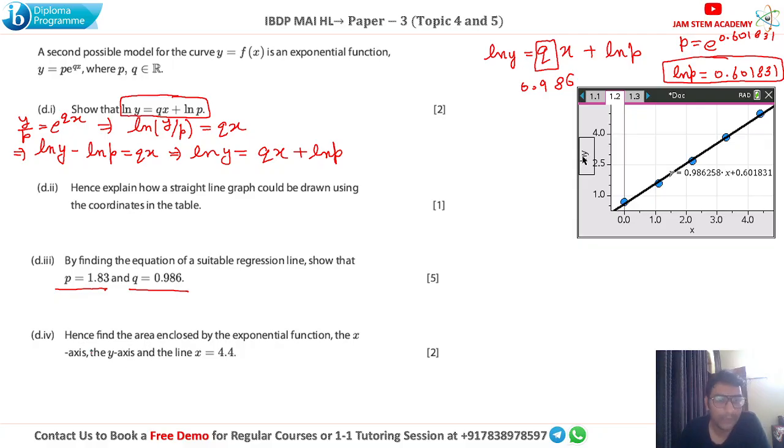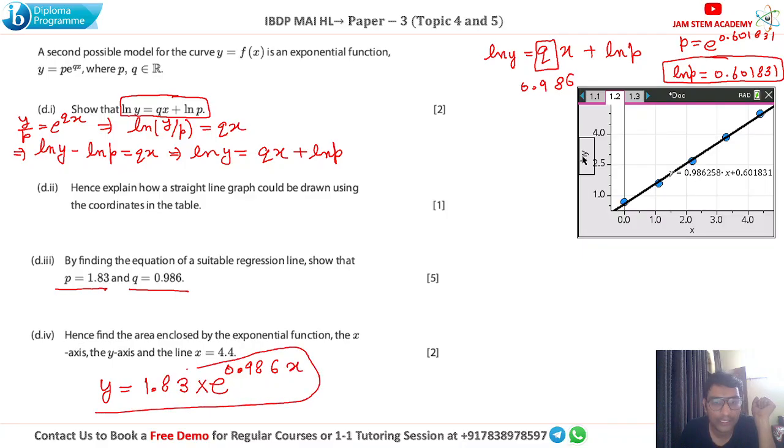Now D part 4. Hence find the area enclosed by this exponential function, x-axis, y-axis and the same line. That means we have to again find the area using that integral, but this time using this exponential model. So we have our exponential model looking like this: y equals p, which is 1.83, times e raised to the power qx, where q is 0.986. That's our exponential model now. So we have to integrate it with the same limits from 0 to 4.4.